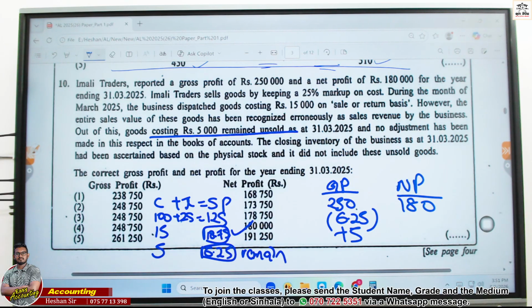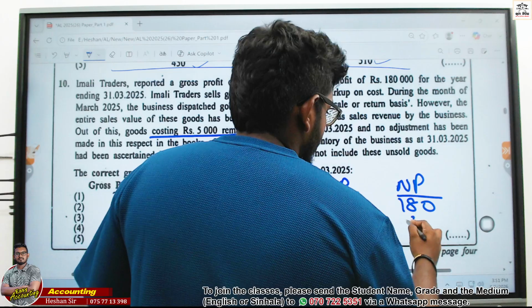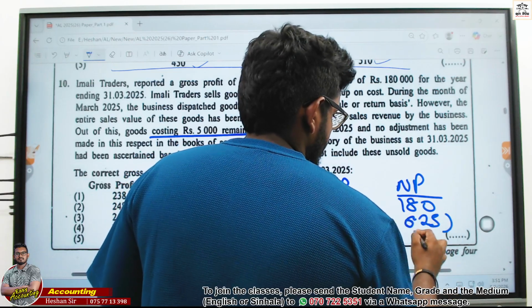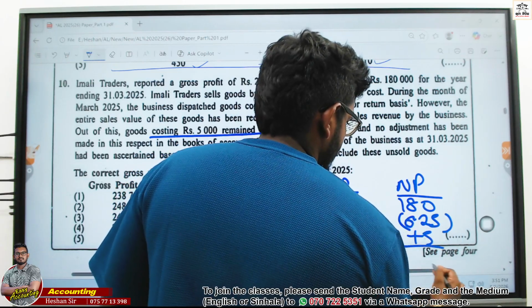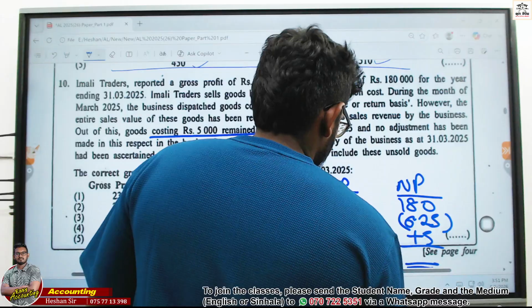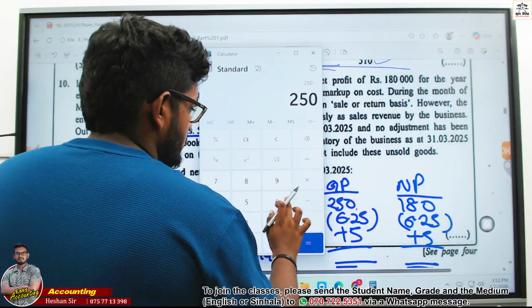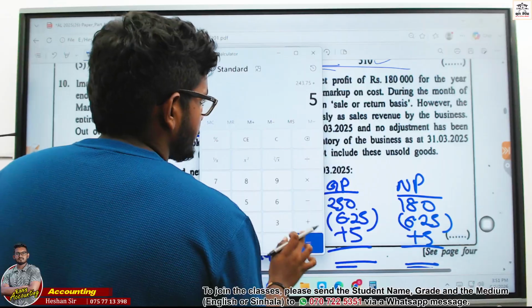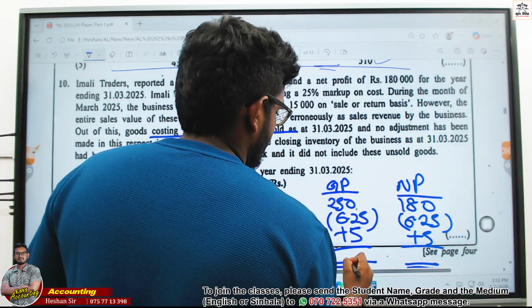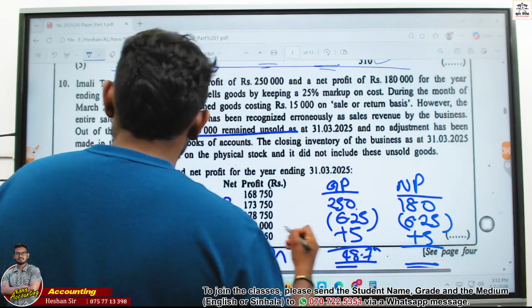එතකොට වෙන මොකුත් මේකට එන්නේ නෑ, මේකෙත් වෙන්නේ ඒකම තමයි. So 250 minus 6.25 plus 5, that is 248.75.